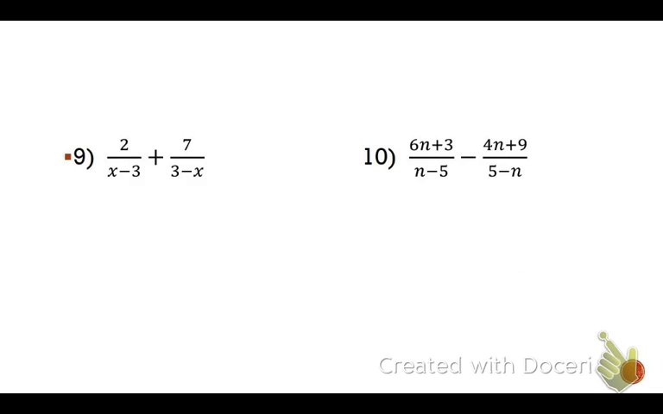What do we notice about these? Do our denominators match? No. But are they close? Yes. The only thing we really need to change about our second denominator is what? The signs, right? We want this negative x to be a positive x. We want this positive 3 to be a negative 3.